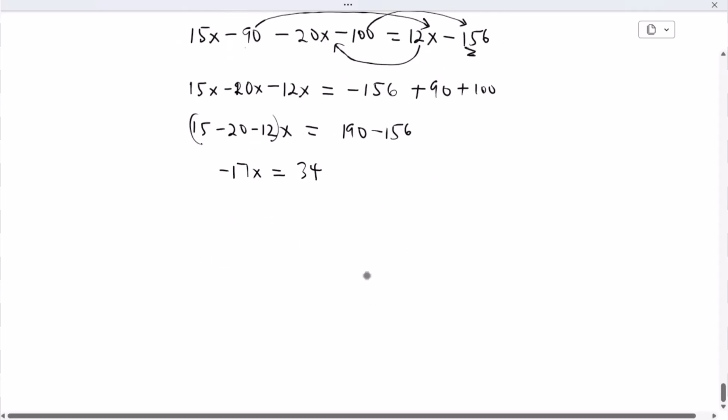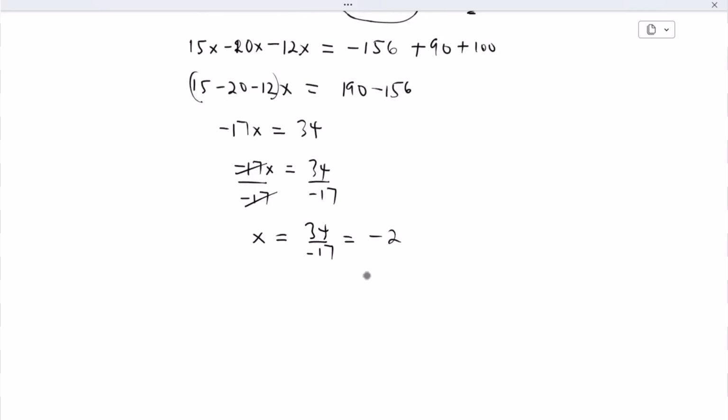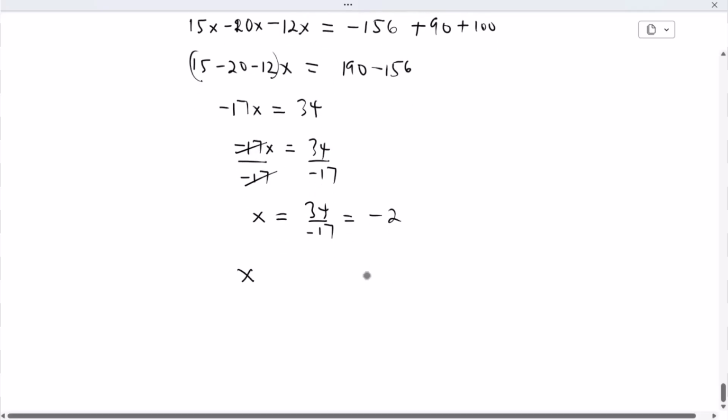Now, we need x, so we can go ahead and divide both sides by negative 17. So doing that, we're going to have negative 17x is equal to 34. We divide both sides by negative 17. Negative 17 takes this one away, and I'm going to have x equal to 34 on negative 17, which is equal to negative 2. So that means that our x as a final answer is equal to negative 2.